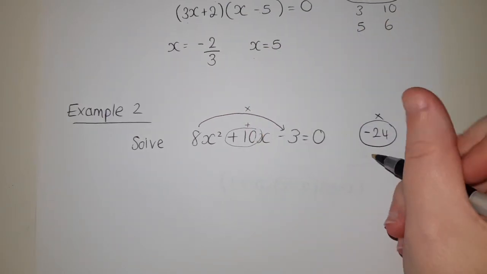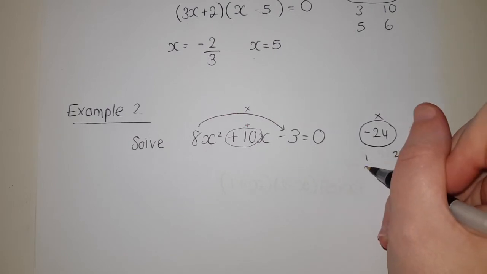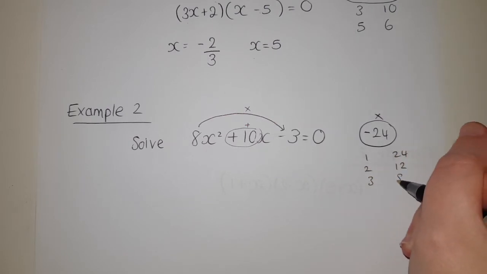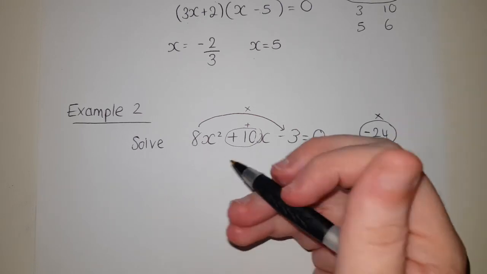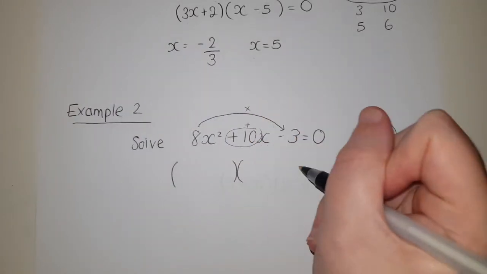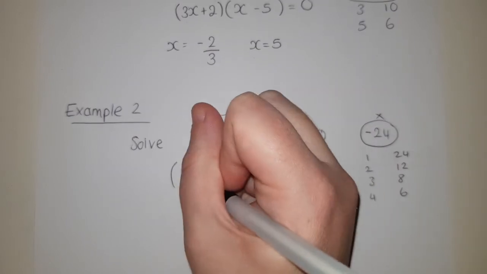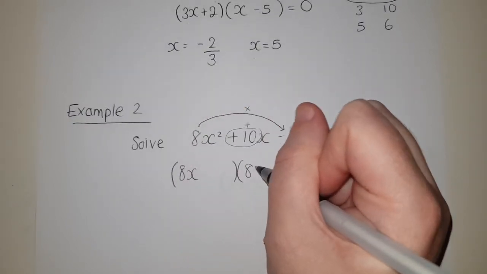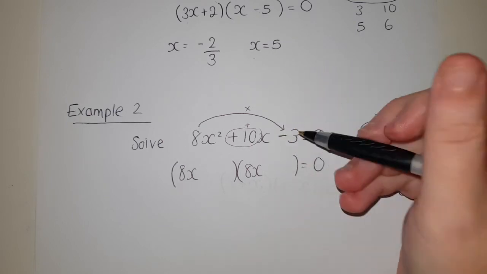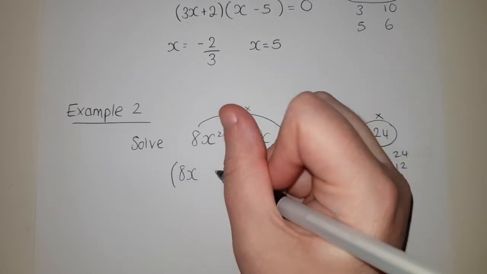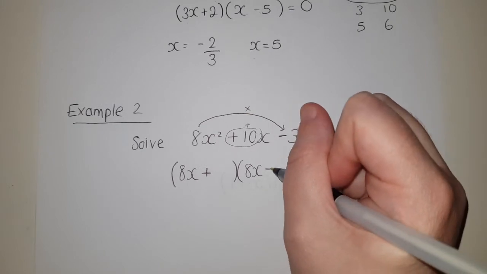So if we work out all our pairs, I've got 1 and 24, 2 and 12, 3 and 8, 4 and 6, and there's all my pairs. Okay, now go back to the question. We know that because it's an 8x squared to start with, both my brackets are going to start with 8x. We know that we're multiplying to give a negative number. Now, the only way to multiply and get a negative number is if one is positive and one is negative.